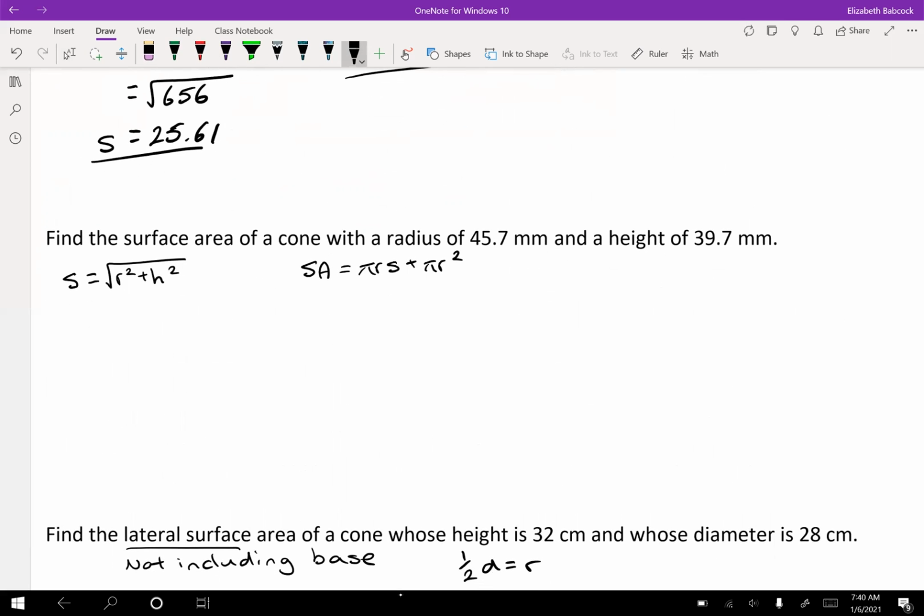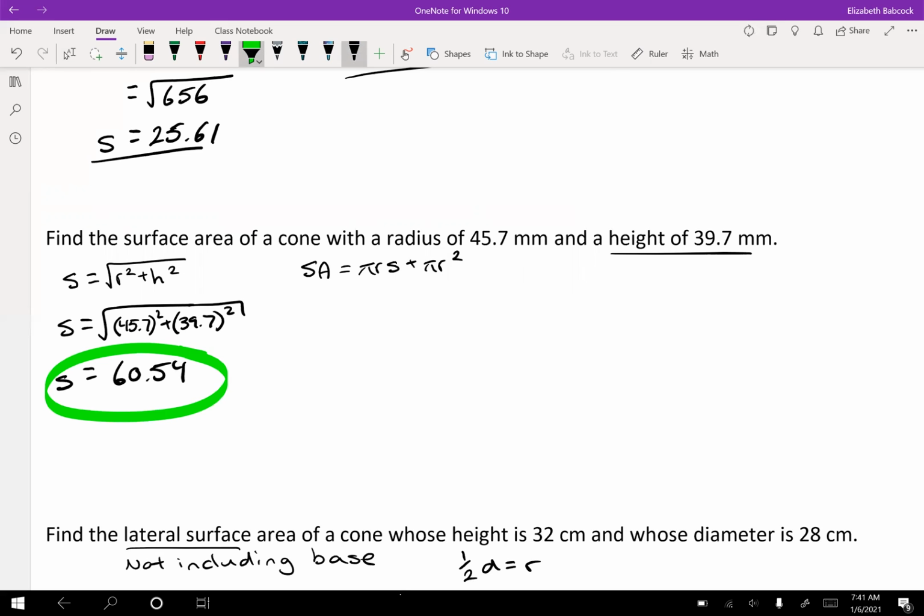Once again, we are given the height, not the slant height, so we need to solve for it. So that is slant height is the square root of 45.7 squared plus 39.7 squared, then square rooted. You end up with s is equal to 60.54. Make sure you can get through and get that answer. Okay, it's important you know how to use that equation. Then once we have it, we plug everything into our equation.